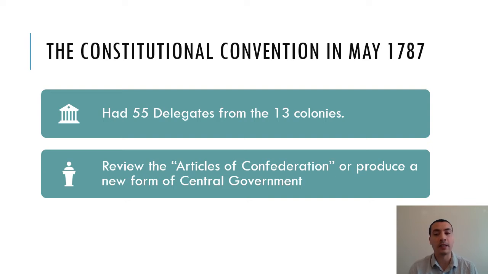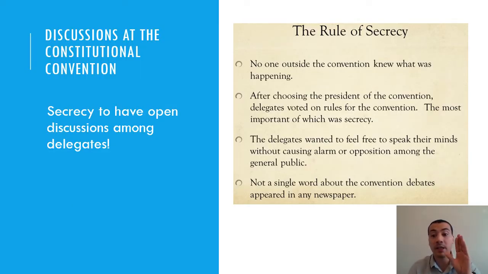Also, let's recall that, as I said in my previous slide, they wanted to review the Articles of Confederation or produce a new form of central government. So, having this in mind, scholars, let's talk about a couple of details that happened in this part of the discussion, and that will help you with question number 1 in your packet. First things first, discussions at the Constitutional Convention were kept secret. That means that they didn't want anyone outside knowing what was happening.